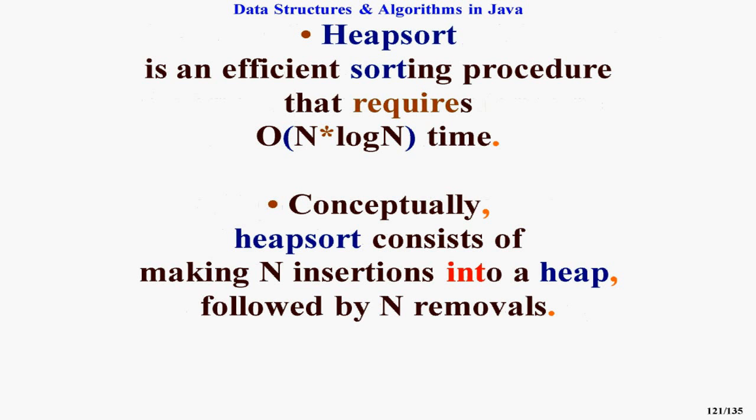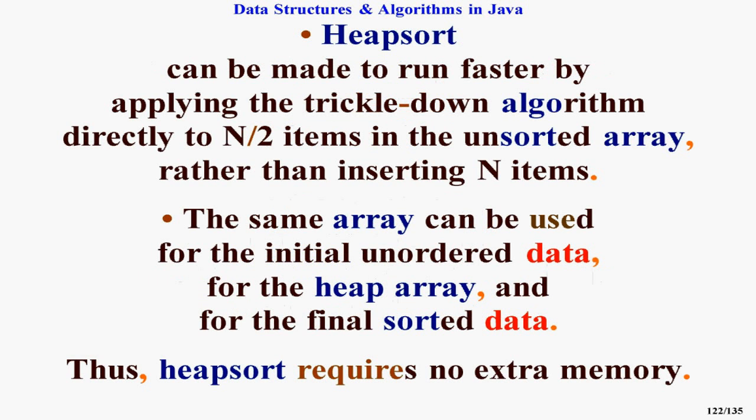Heapsort is an efficient sorting procedure that requires n log n time. Conceptually, Heapsort consists of making n insertions into a heap, followed by n removals. Heapsort can be made to run faster by applying the trickle-down algorithm directly to n/2 items in the unsorted array, rather than inserting n items. The same array can be used for the initial unordered data, for the heap array, and for the final sorted data. Thus, Heapsort requires no extra memory.